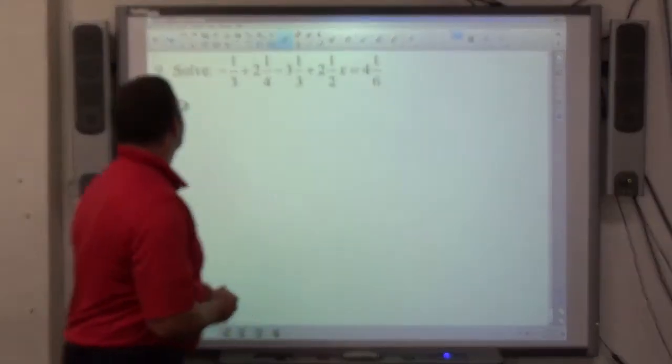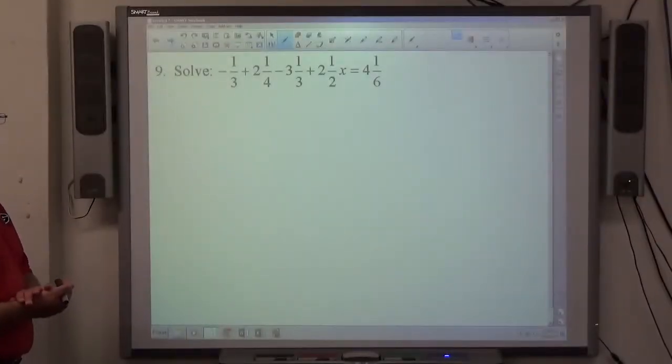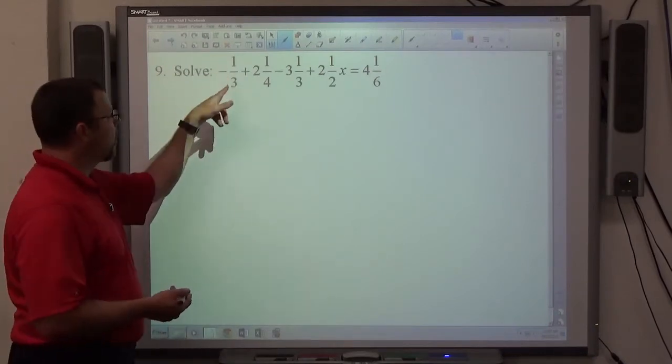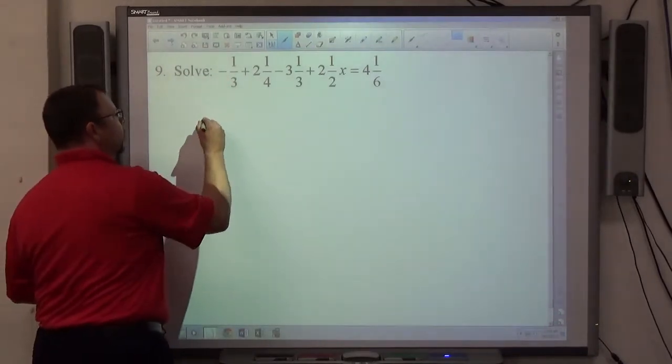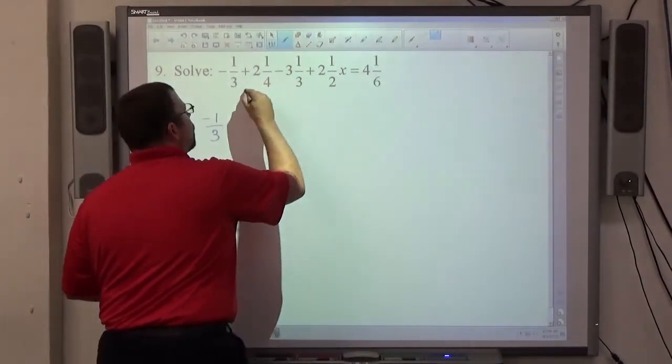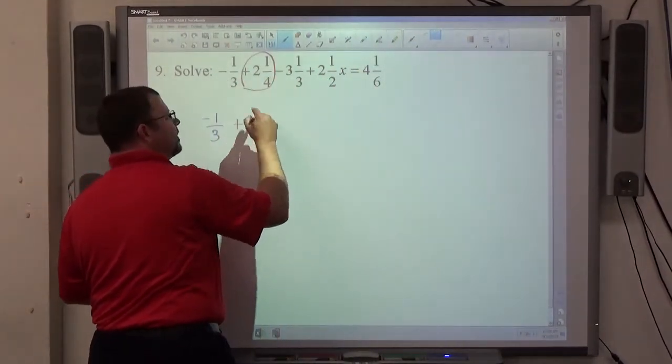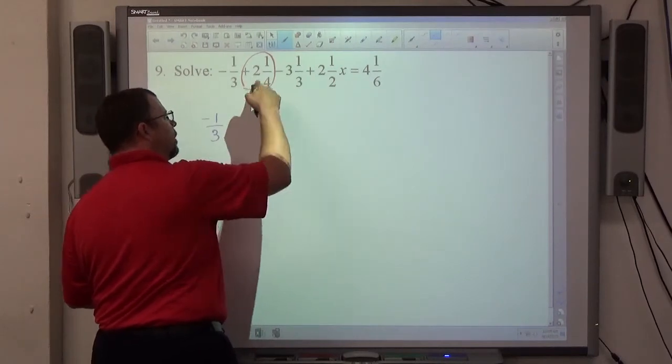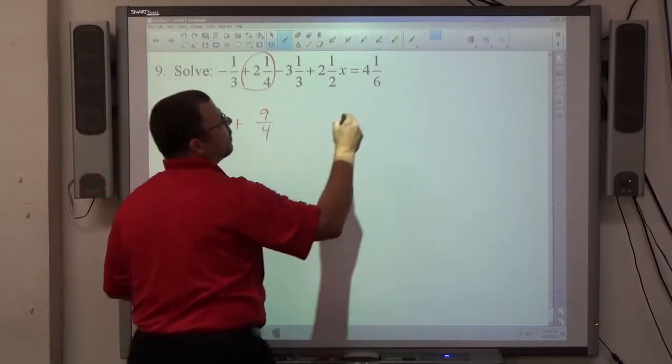Number 9, another equation. This one has fractions and mixed numbers. First thing I would do is make everything into an improper fraction, or a proper fraction if it already is. So negative 1/3, I'm going to leave as is. I've got plus 2 1/4. That's going to become plus 9/4. 2 times 4, 8, plus 1 is 9. Put that over the denominator.